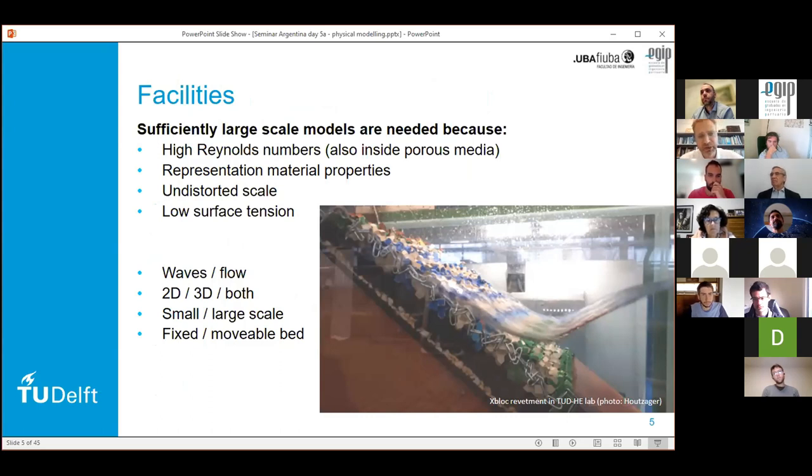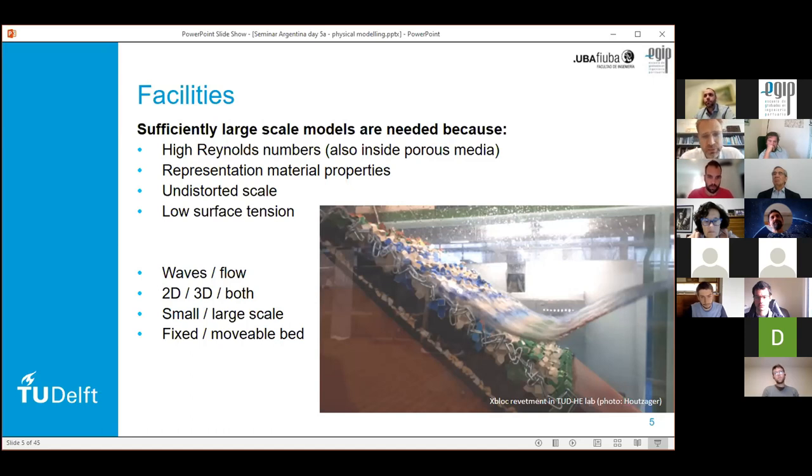Only in like big river models in the old days, we had these distorted scales, but typically we really want to have a good representation of our structure, like the breakwater slope that we can see here in the picture with a nice single layer armor unit on it. And also we have surface tension. So if we go too small, then the surface tension alters the behavior of our waves.